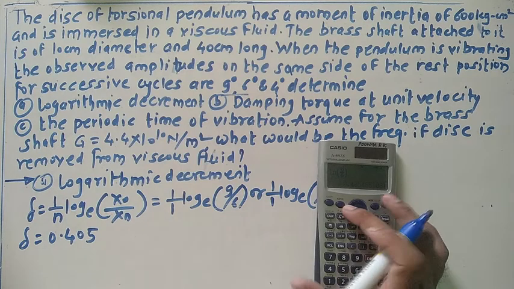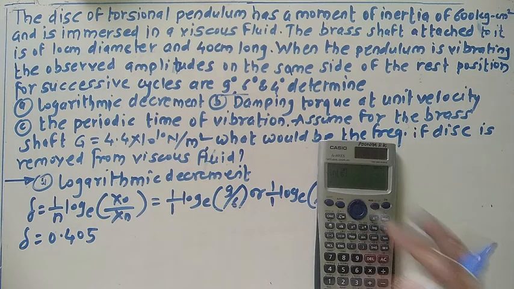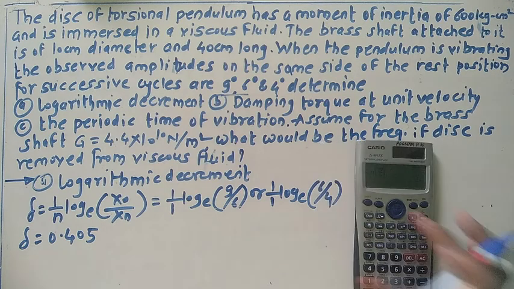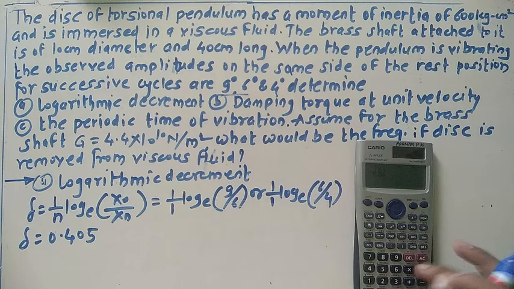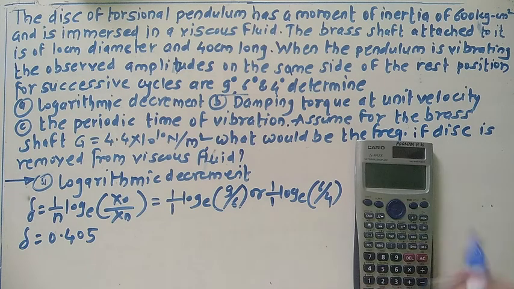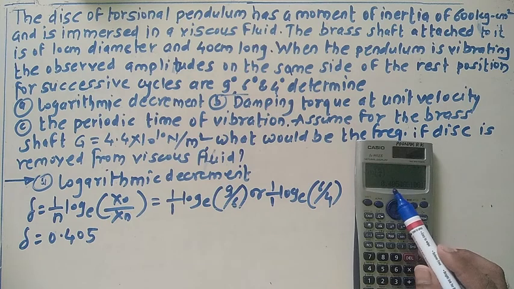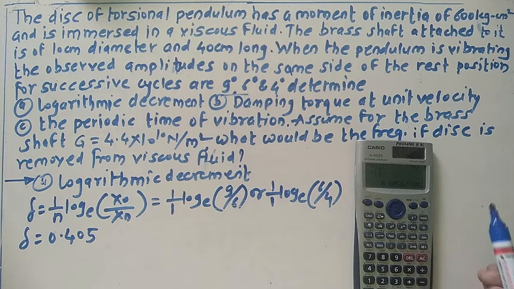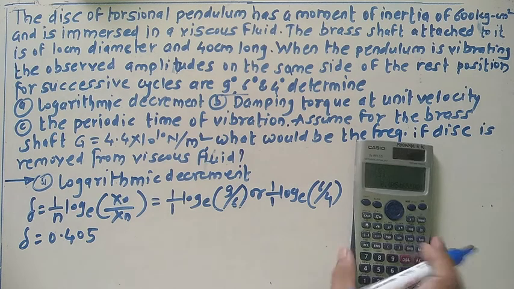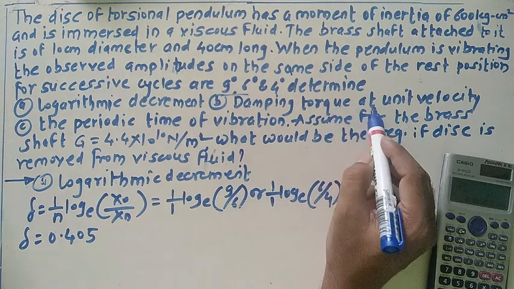If I use the second option, that is 6 by 4, if you look towards the answer, we found the same result, 0.405. Okay, now next target is to get the value for damping torque at unit velocity.